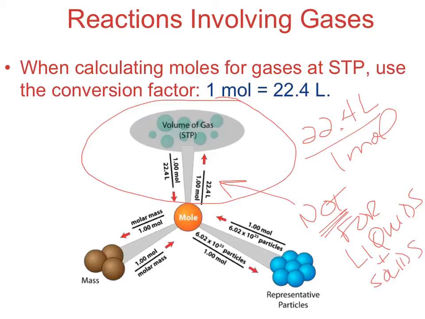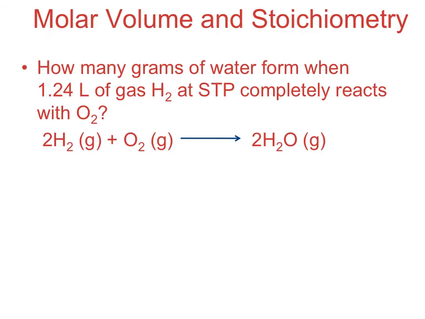And it's only for gases under STP, standard temperature and pressure conditions, which is 0 degrees Celsius and 1 atmosphere. Okay, but it is a real common conversion factor you'll need. So here's another example that's just a straightforward stoichiometry problem where you would use the 22.4 liter conversion factor. This is asking you how many grams of water form when you react hydrogen and oxygen gas. And by the way, this is a really cool reaction.